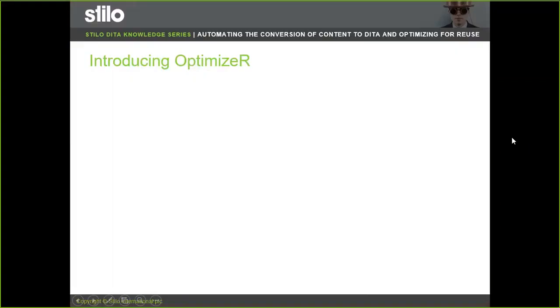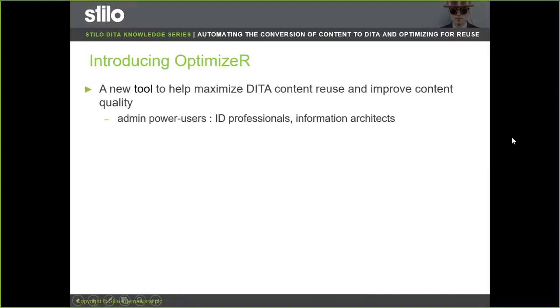So let me just introduce Optimizer to begin with. It's a new tool from Stilo, and basically it's there to help maximize content reuse in the DITA world and, as a consequence of that, improve content quality. It's a tool that's geared towards what we might call power users or super users, essentially ID professionals and information architects. We don't really expect this, although it's not to say that it couldn't be used by all authors, but we think it would be central administrative types who understand the content architectures and basically what sort of topics can be deduped or not.